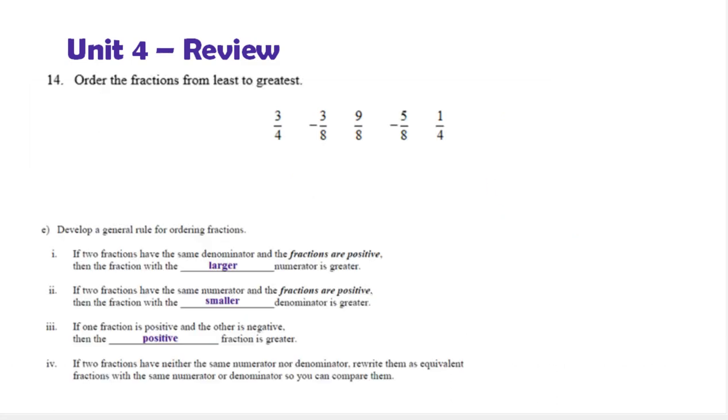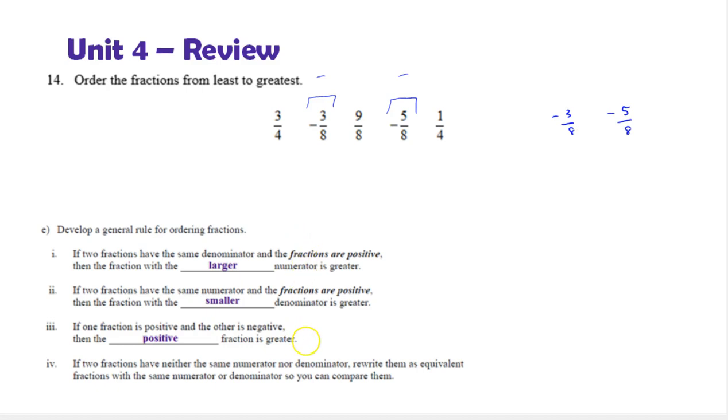Let's look at the next one. Order the fractions from least to greatest. So we're given a few fractions here and we want to order them. And there's some general rules down here that we're just going to follow as we go through this process. So first, what I'm noticing is negative numbers are always smaller than positive numbers. So these two are negative, so they're going to be the least, and they're going to be at the beginning of our list. So now, which one is smaller? Is it negative 3/8 or negative 5/8?